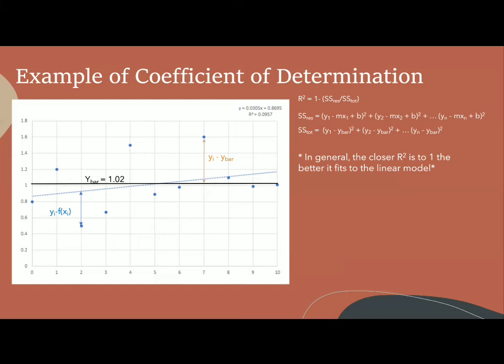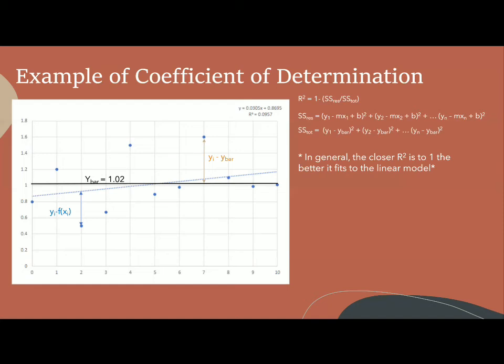So then you would just plug your SS res and SS tot into the equation, 1 minus SS res over SS tot, and that gives your coefficient of determination. In this case, as you can see in the top right, it equals 0.0957. This is not a very linear model. In general, the closer r squared is to 1, the better fit it is to a linear model.